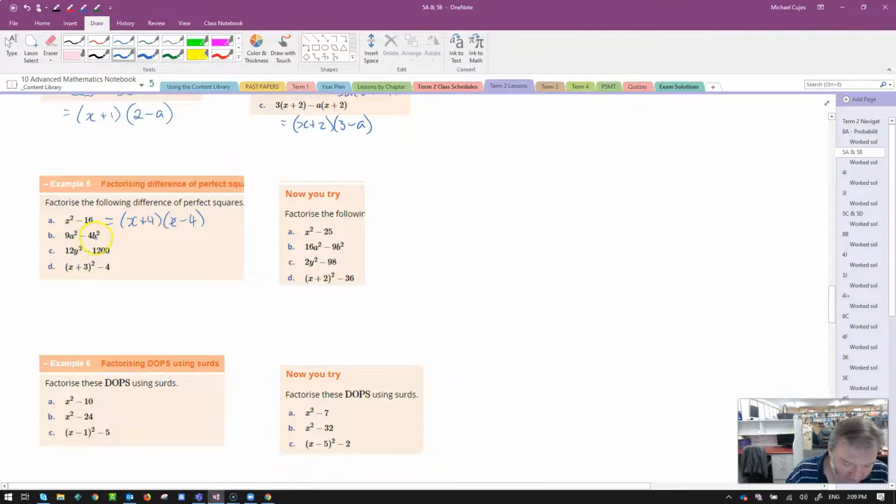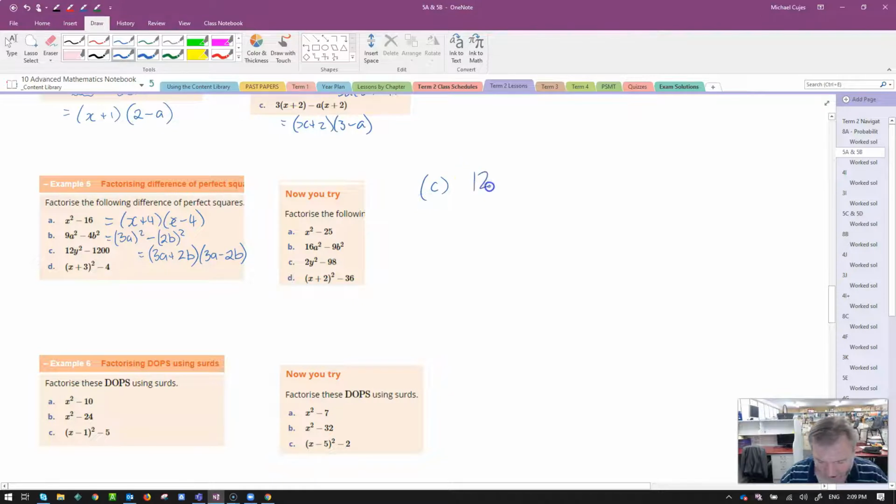9a squared b minus 4b squared. I'll put an intermediate step. I don't really have enough room to do one, but I'm going to put one in anyway. This is going to be 3a all squared minus 2b all squared, which is then going to let us factorise that to 3a plus 2b, 3a minus 2b. I said simplify, I meant factorise, of course, didn't I? Favourite rule in maths.